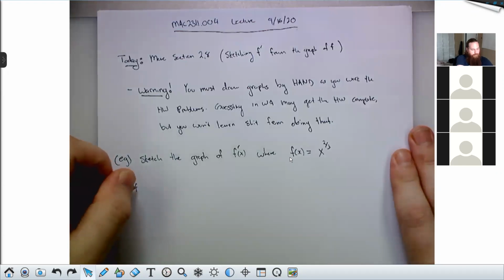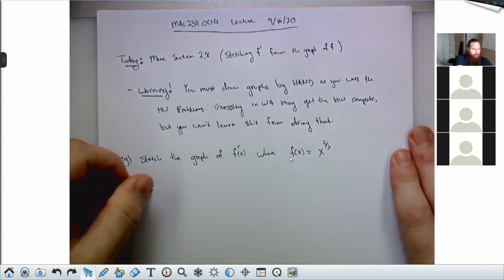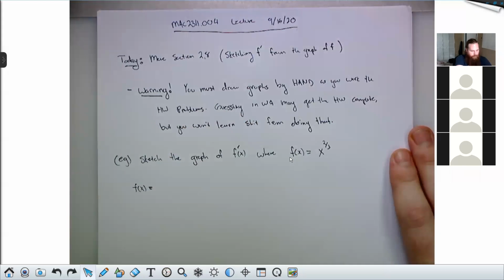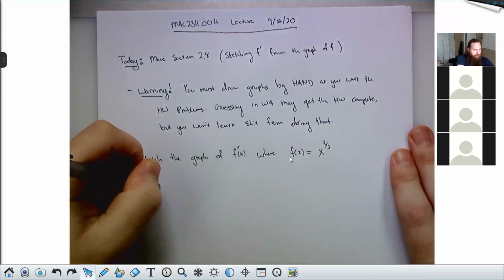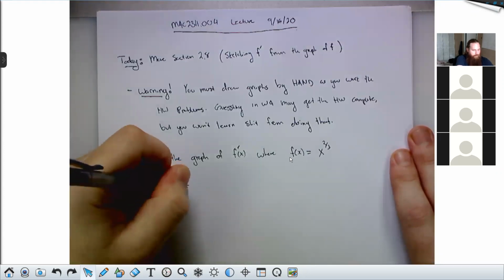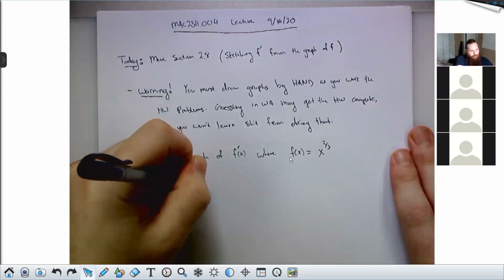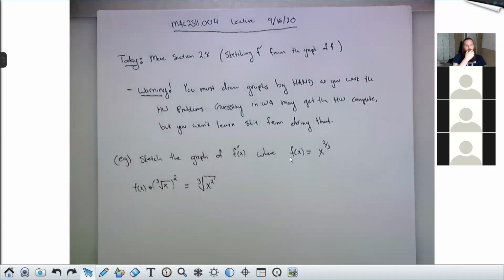First, we're going to sketch the graph of f, and we're not going to use Desmos for this. This is a power function. We should be able to do this. Two ways you could think about it. That's either the cube root of x all squared, or the cube root of x squared. Both are correct. Both are the same as x to the 2/3.